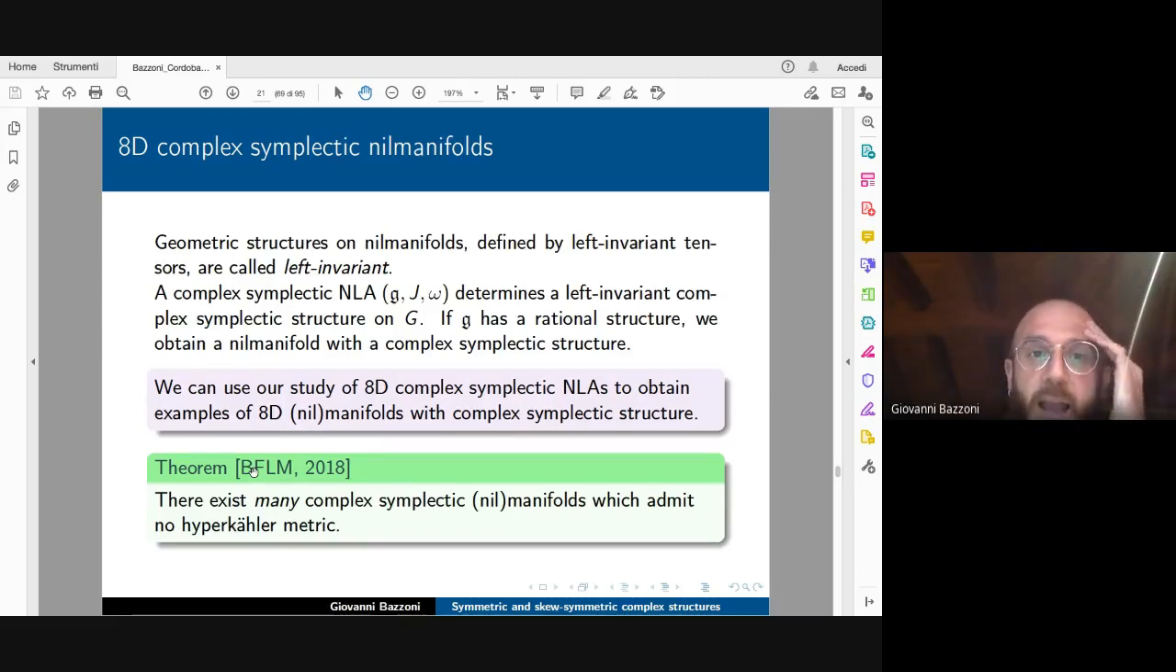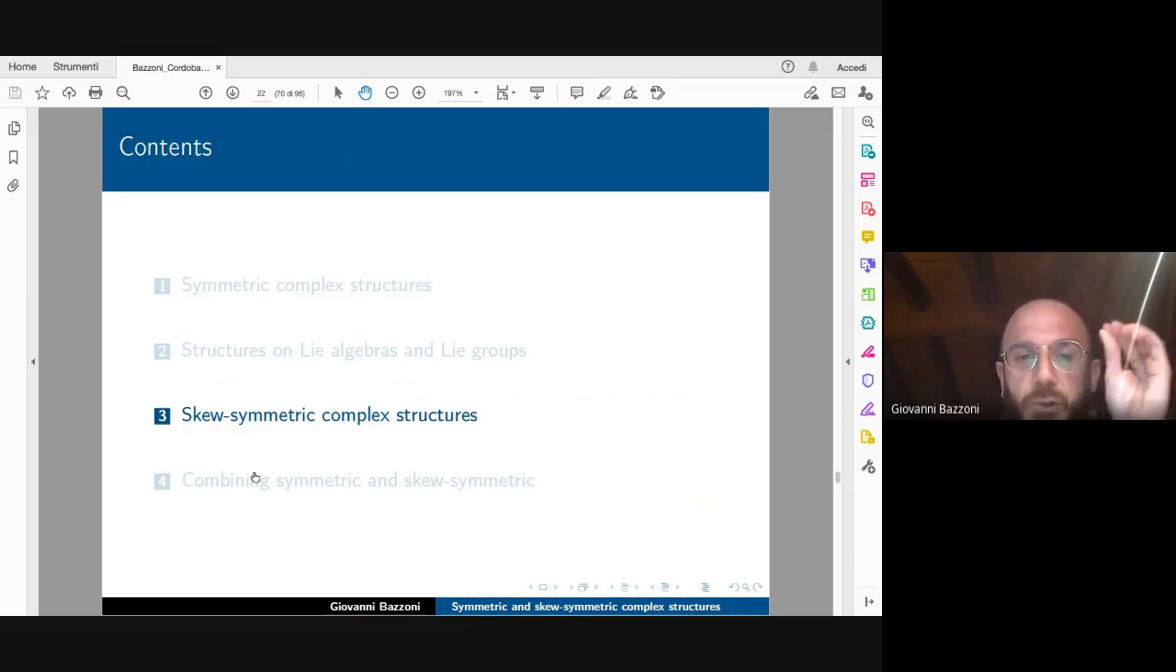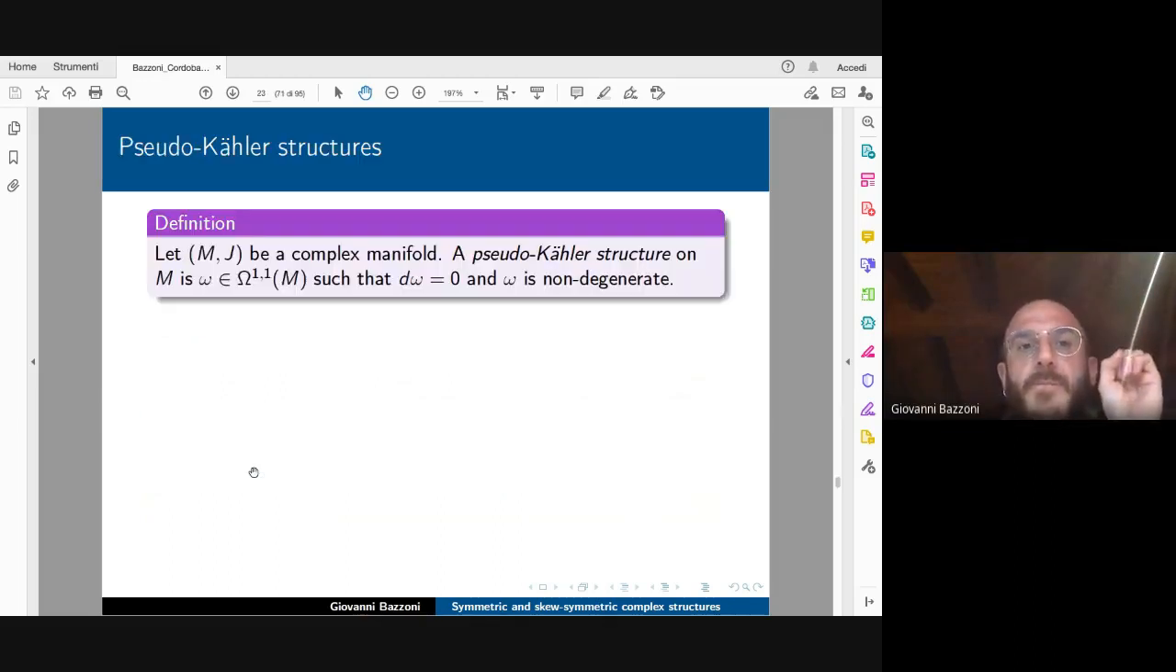What I would like to do now is to say something very short about skew-symmetric complex structures, just a couple of slides, and then what we can do when we try to combine those two. Okay, so symmetric and skew-symmetric.